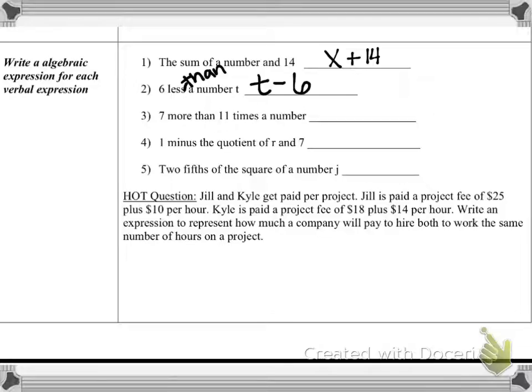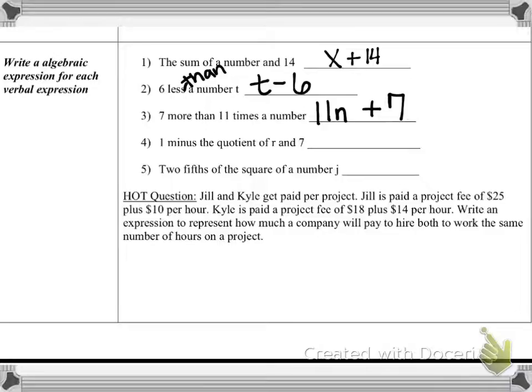7 more than 11 times a number. Anytime it says less than or more than, we're just going to switch them. So 7 more than 11 times a number. So 11 times a number, I can pick any variable. In this case, let's just pick n. 11n plus 7.